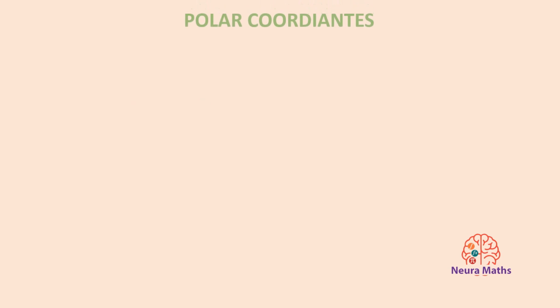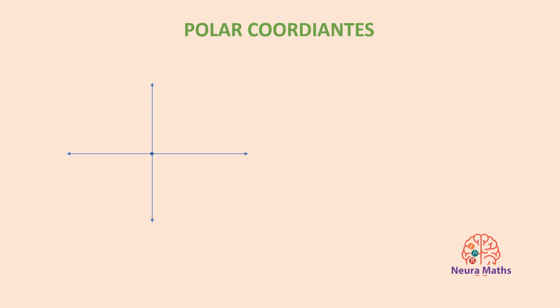It also has a reference point and a reference direction. The reference point is called the pole and the reference direction is called the polar axis, which is drawn in the same direction as the x-axis.